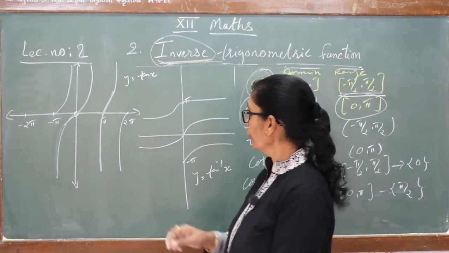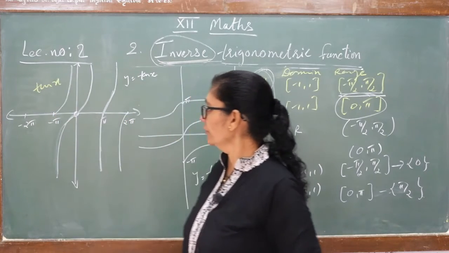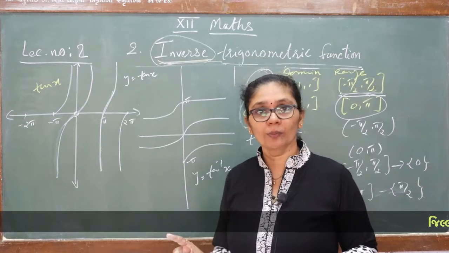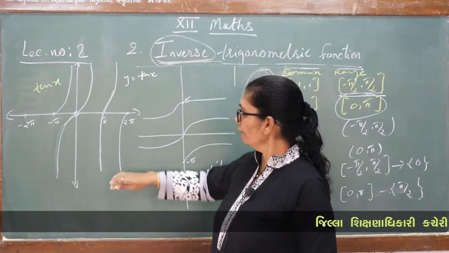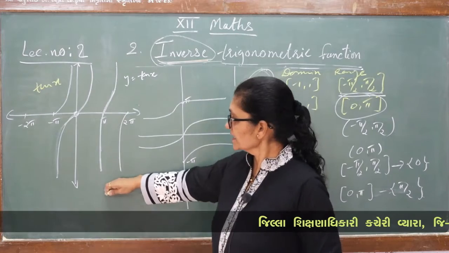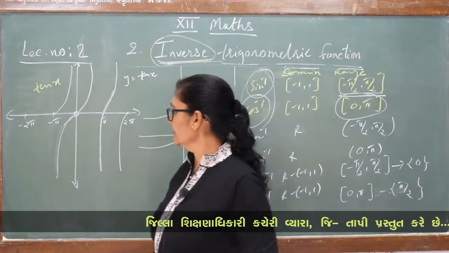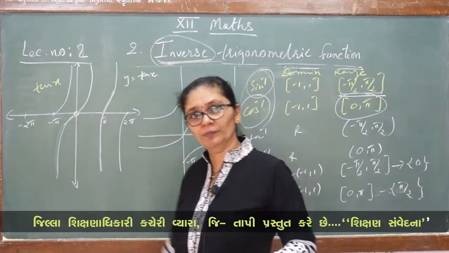First of all, I have drawn this graph for y equal to tan x. In our previous class we have already discussed the range and domain of tan, cot, sec, cosec, everything. For tan, if we check, our graph passes through the origin, and we have taken this graph from minus 2 pi to plus 2 pi.